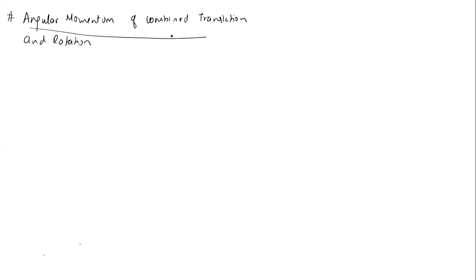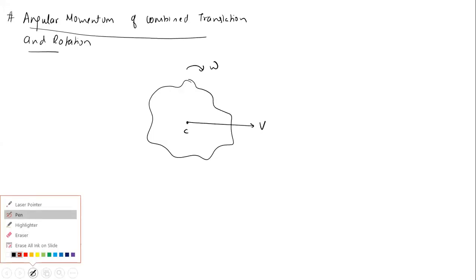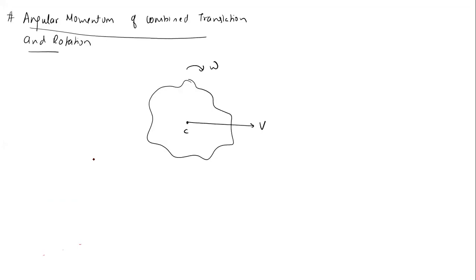Suppose that we have some arbitrary shaped body. Now this body is moving with the velocity v on the right side as well as rotating with angular velocity omega about the center. So this body is having both translational motion as well as rotational motion. Now if we need to find the angular momentum about any point, suppose I take a point A outside the body itself.